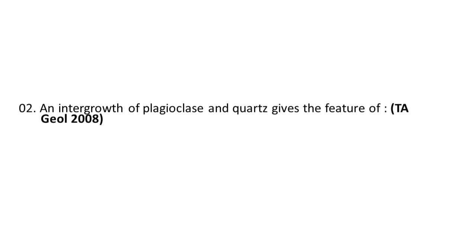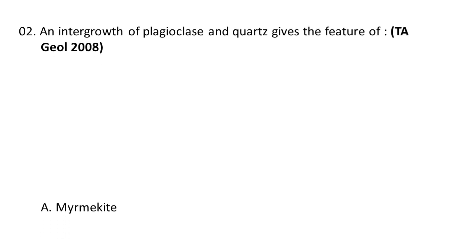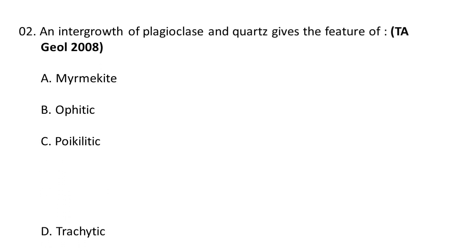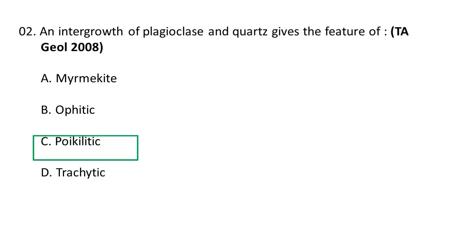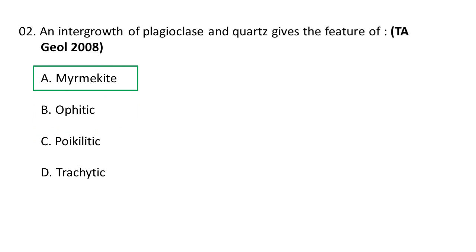Next question, an intergrowth of plagioclase and quartz gives the feature of A. myrmekite, B. ophitic, C. poikilitic, D. trachytic. An intergrowth of plagioclase and quartz gives the feature of myrmekite texture. So this myrmekite is an intergrowth of quartz and plagioclase that shows small worm-like bodies of quartz which are enclosed in plagioclase.